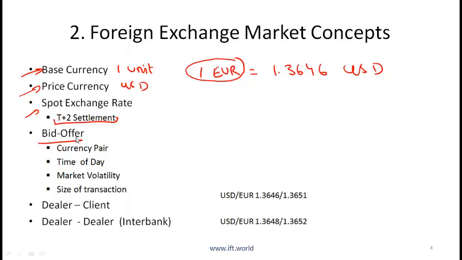So whenever you look at a currency quote, there will be two numbers. So for example, over here, we see both the bid and the offer. And notice that the offer will always be higher than the bid. So if you go to an FX dealer, in this example, the FX dealer will buy euro from you at 1.3646. And then if someone else comes to that dealer, the dealer will sell at 1.3651. This spread between the bid and the offer is how the dealer makes money.